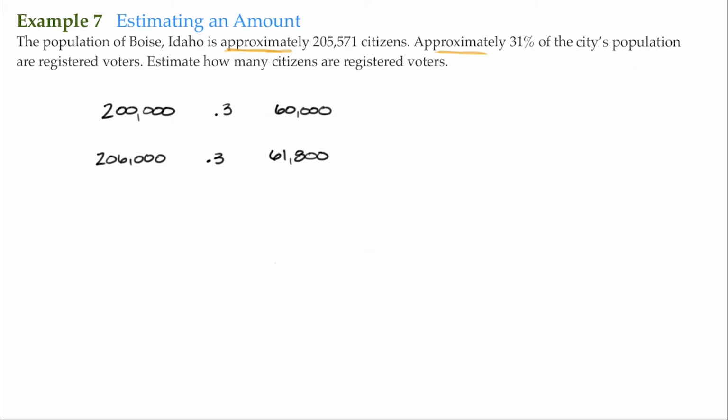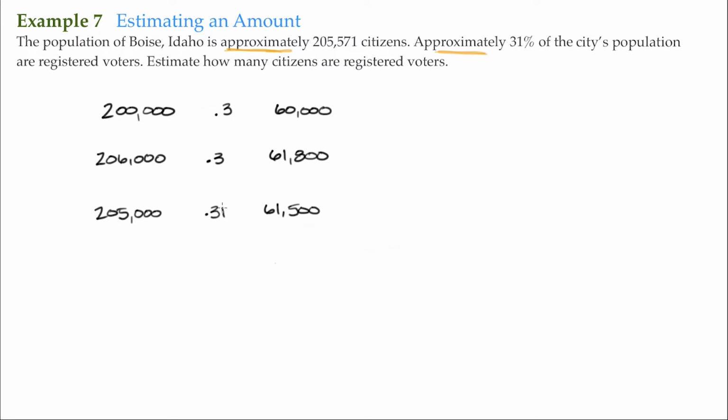We could even get a little more accurate if I left this at 205,000. Round it down to the nearest 1,000, 205,000, then leave this at 31%. Often what will really make your numbers fluctuate more is the percentage rather than the actual number count. So if I have 205,000 times 31%, well, 30% of 205,000, that's 61,500.